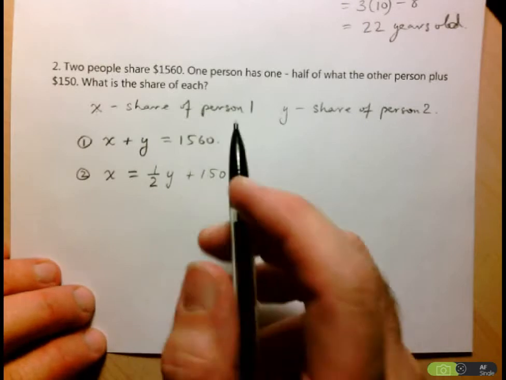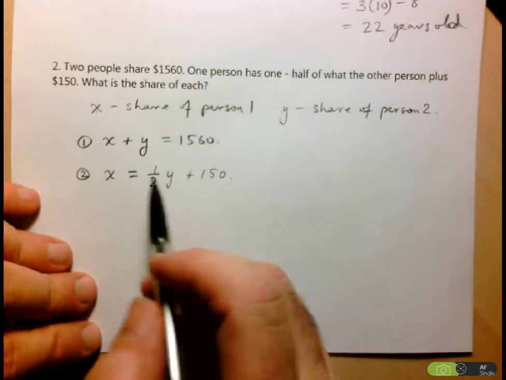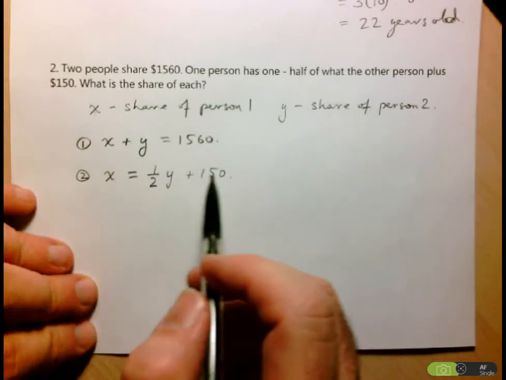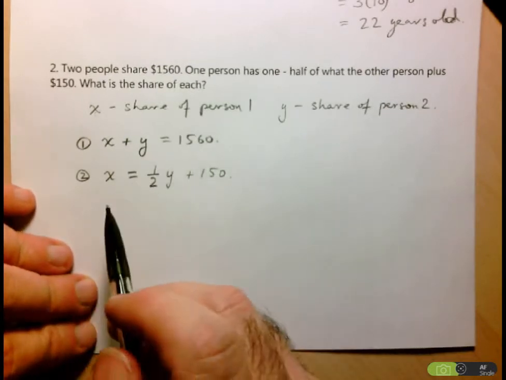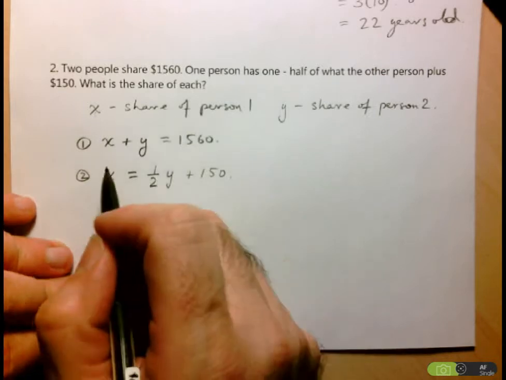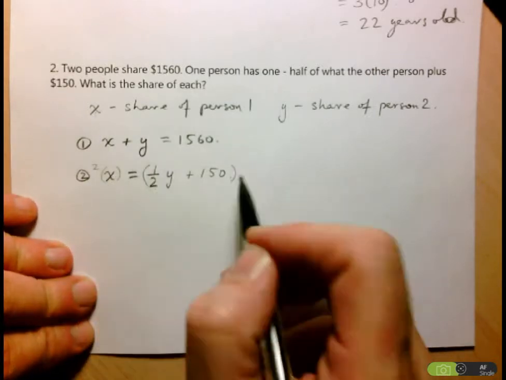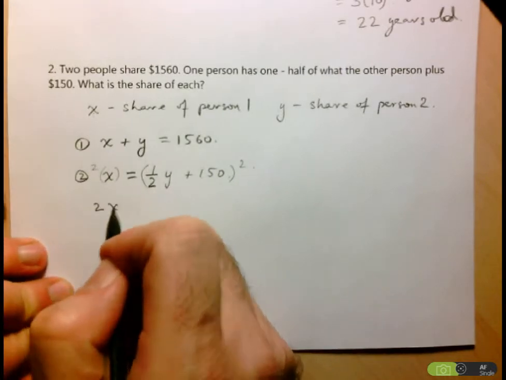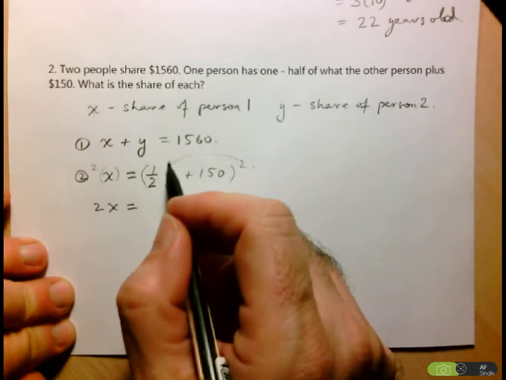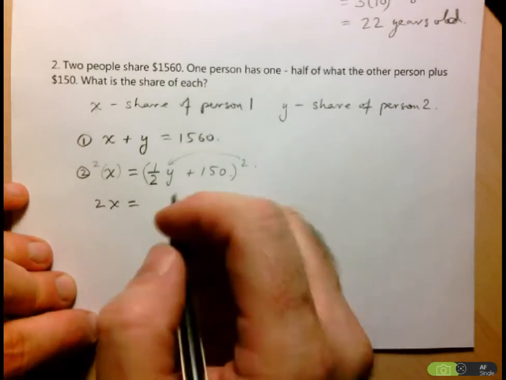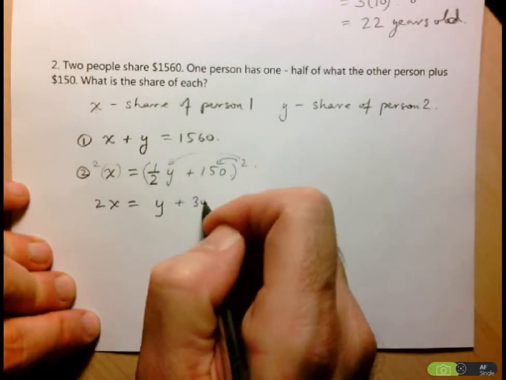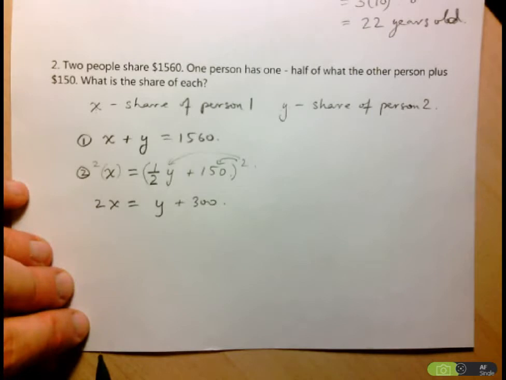Now, here's a little trick that you can use. It's not great to have to work with fractions. So it would be nice to rewrite this equation so that we get rid of the fraction. So you take whatever you have in your denominator and multiply that to both sides of the equation. So this now becomes 2x equals, when I multiply 2 to 1/2, 2 times 1/2 is just 1, so I just have y, and then here 2 times 150 plus 300. So now I have an equation with no fractions in it.